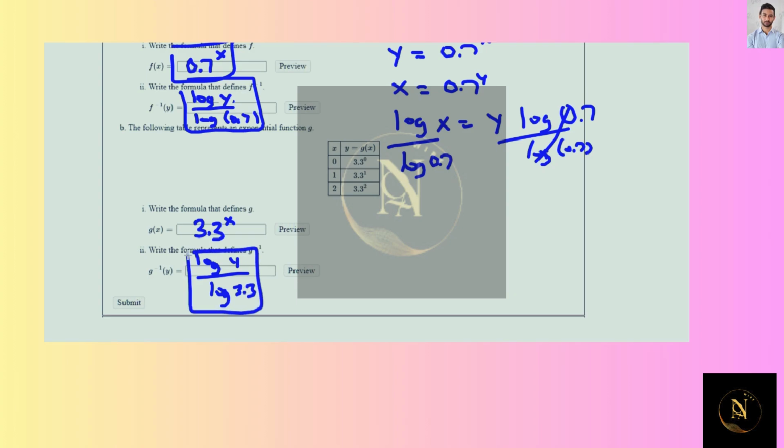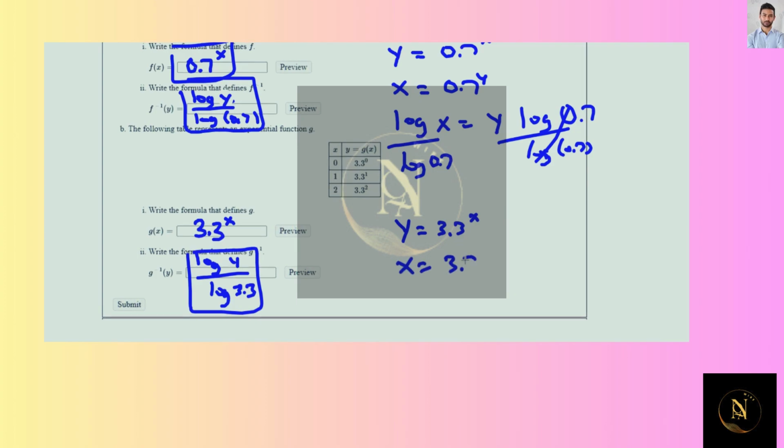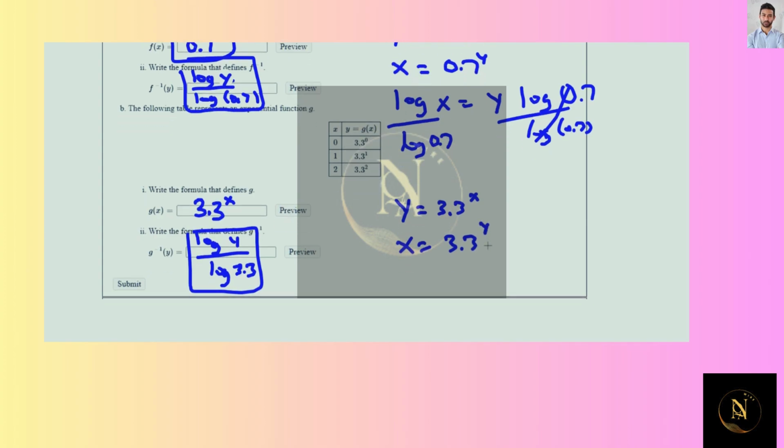If we follow part A. Another way to do this would be, if y equals 3.3 to the x, then x would equal 3.3 to the y, and we could take log base 3.3 if you are familiar with that, and that would just equal y if you're wanting to write it as just one thing. That's just an option.